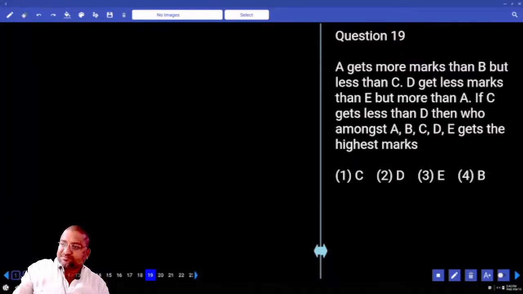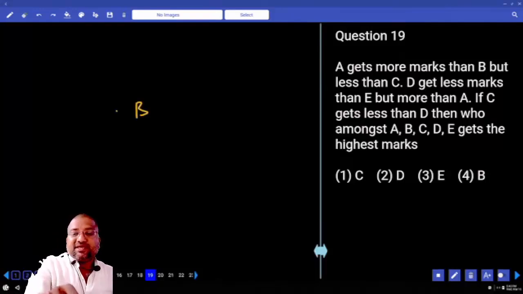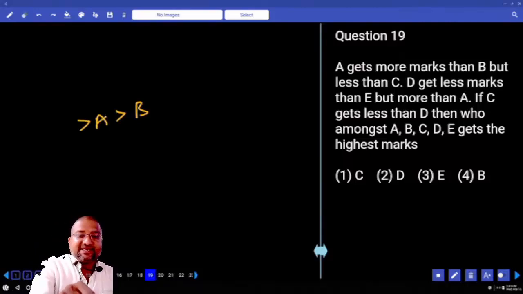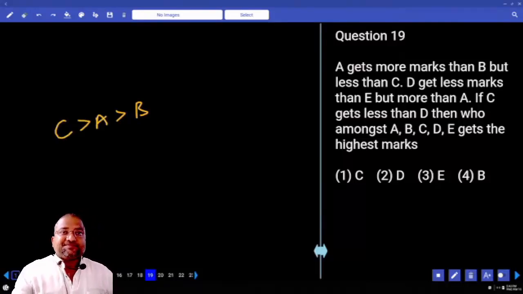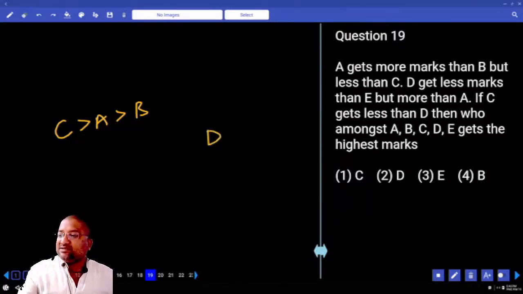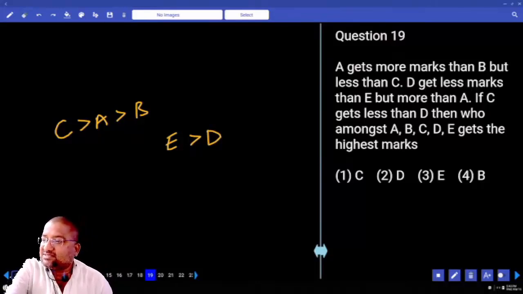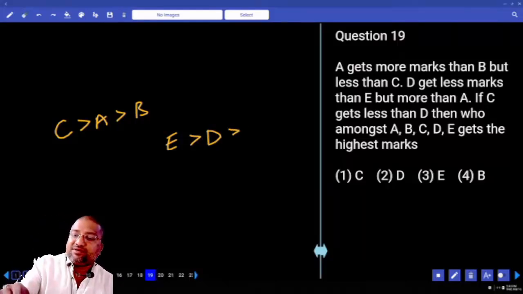Next. How many people? A gets more marks than B, but less than C. A is less than C. Next. D gets less marks than E. So D gets less than E, meaning E is greater than D. D gets less marks than E, but more than A. Who? D.